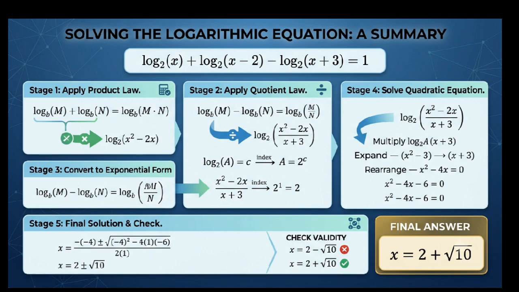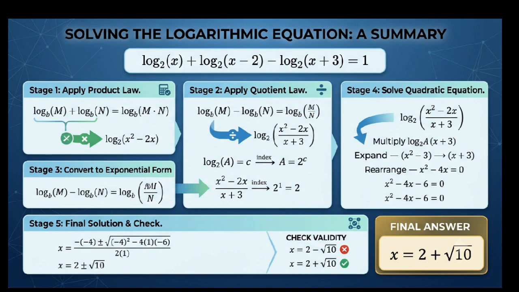Step 2. Quotient law. Next, we handle the subtraction. The quotient law states that subtracting a logarithm means dividing its terms inside. We take our new expression and divide it by (x plus 3). Now, the entire left side of the equation is condensed into a single term. Log base 2 of the fraction (x squared minus 2x) over (x plus 3) equals 1.